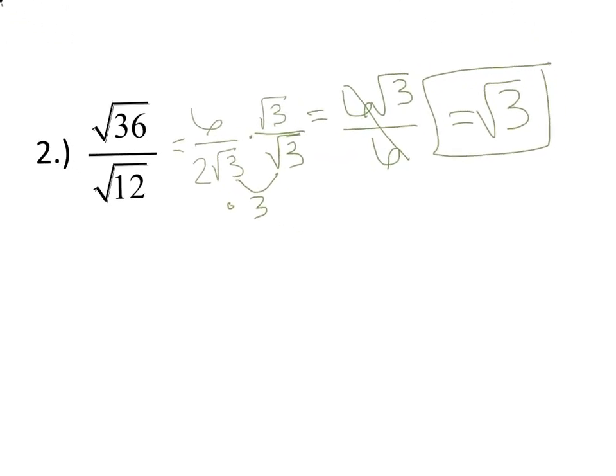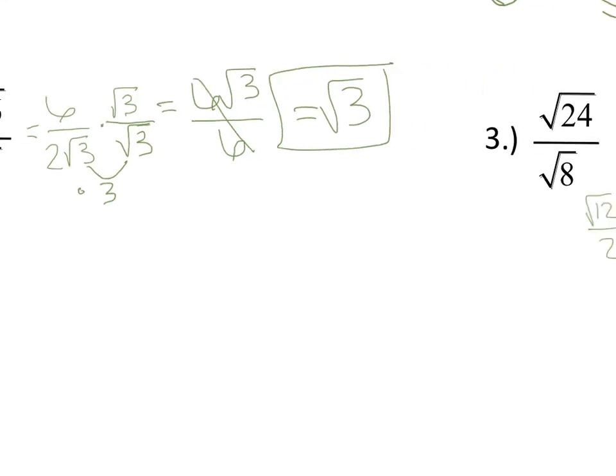Number 2. So I simplify first. Square root of 36 is 6. And square root of 12 is 2 on the square root of 3. So remember, the 2 is not bothering me, only the square root of 3. So I multiply by itself, top and bottom, and multiply across. 6 times square root of 3 is 6 on the square root of 3. 2 times this becomes 3. So 2 times 3 is 6. Then I have 6 over 6, so that cancels out and just leaves me with the square root of 3.